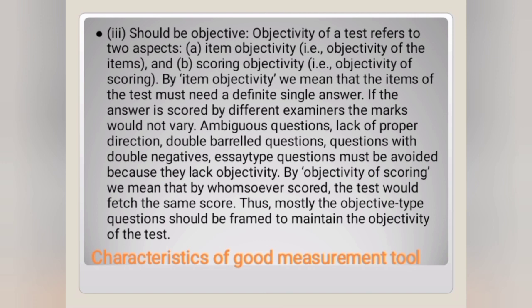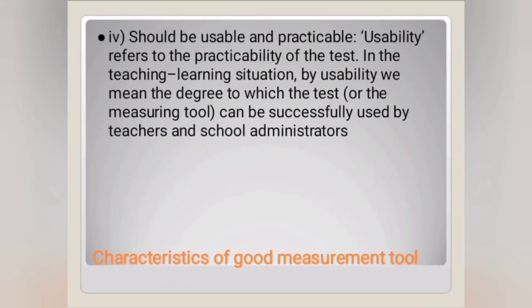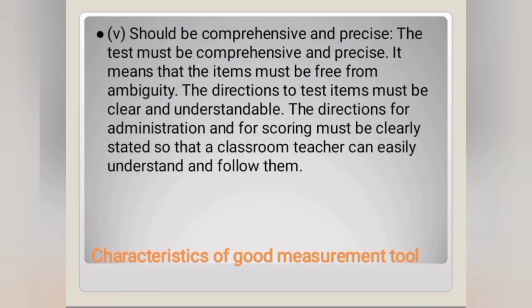Thus, mostly the objective type questions should be framed to maintain the objectivity of the test. Fourth one is should be usable and practicable. Usability refers to the practicability of the test. In the teaching learning situation, by usability we mean the degree to which the test can be successfully used by teachers and school administrators. Fifth characteristic of a good measurement tool is should be comprehensive and precise.